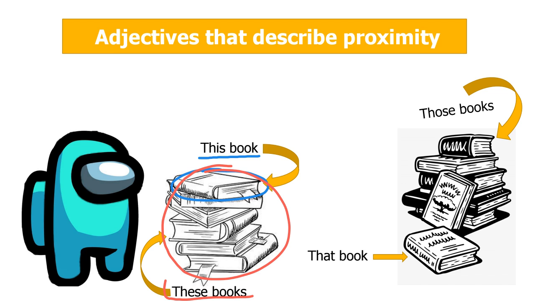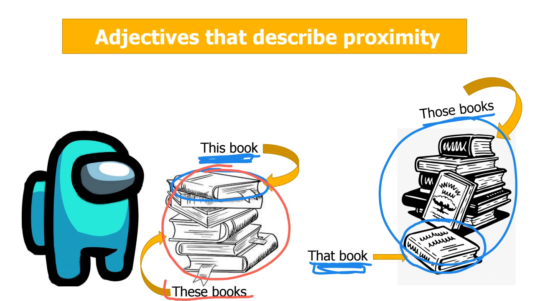Now, if I did want to talk about those books that are farther away, maybe I want to talk about one specific book that is further away from me, and I wanted you to bring it to me, then I might say that book, right? That book. I might even add over there, that book over there, or that book there. And you would know that I'm not wanting this book, I'm wanting that book. All right. Now, if I want all of the books over there, or I'm referring to all of the books that are way over there, I would say those books over there. And remember, those books over there are different than these books over here.